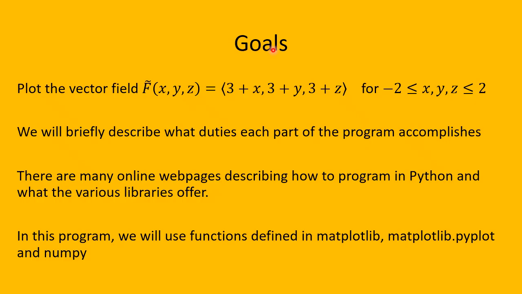Our goal in this is to plot the vector field f of x, y, z equals the vector 3 plus x, 3 plus y, 3 plus z for x between -2 and 2, y between -2 and 2, and z between -2 and 2 inclusive. What we'll do is show a program that will do this for us, a Python program. We will briefly describe what duties each part of the program accomplishes.